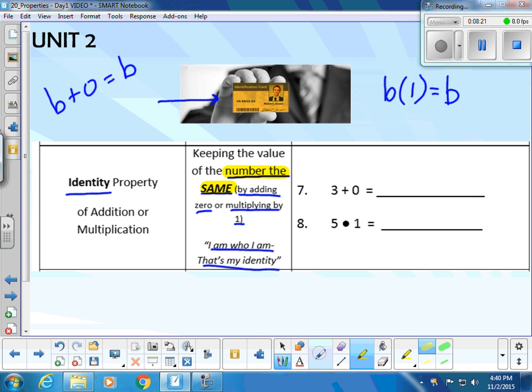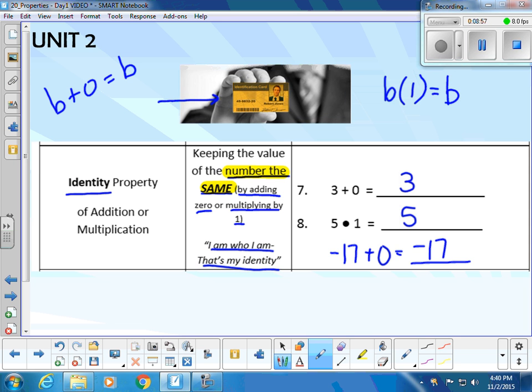So if we look at our examples, we have 3 plus 0. If I have 3 and I don't add anything to it, it's still just 3. That's its ID. 5 times 1, well, when I multiply by 1, I don't change its identity, so it's still just 5. If I had negative 17 and I added 0 to it, what would my ID be? What's the identity of the number? Still negative 17. It hasn't changed. So what you're looking for is ID. You're looking for adding 0, multiplying by 1.